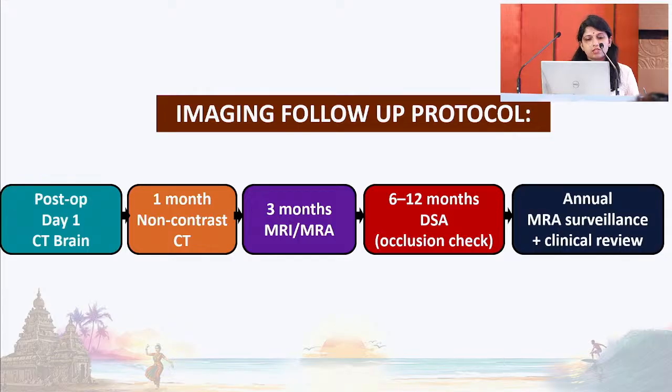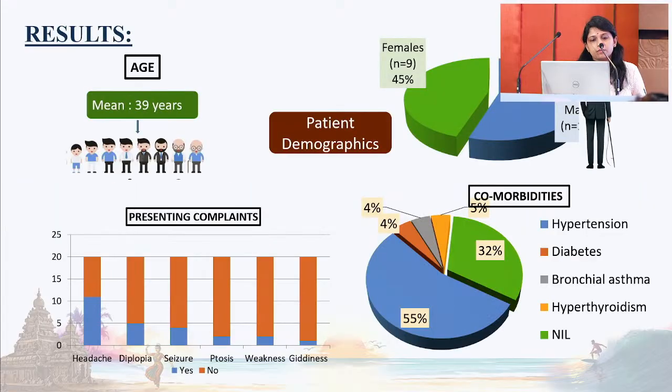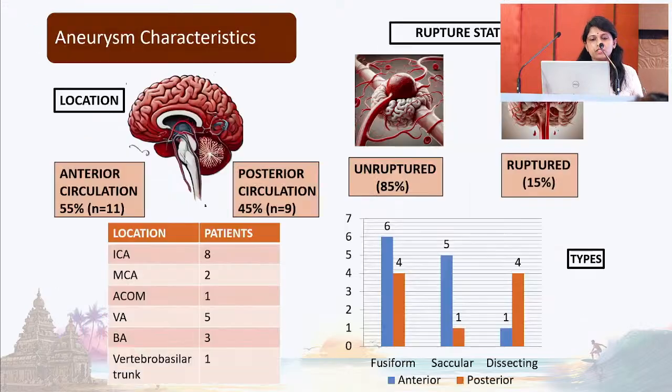CT brain was done, an MRI was done at 3 months, and a follow-up angiogram was done at 6 months. On results, most patients presented with headaches and most had hypertension. Our cohort had aneurysms most commonly located in the anterior circulation, with the ICA being the most common location. The aneurysms were most commonly unruptured.